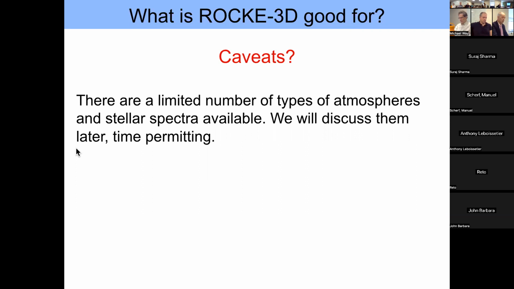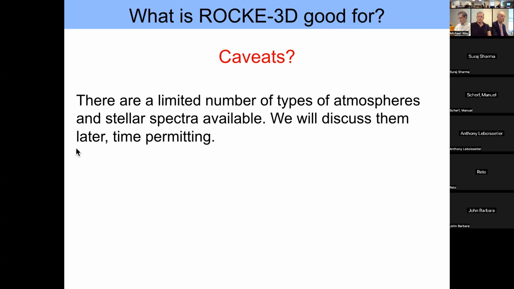Okay, so now there are some caveats. One of the reasons I say to start with one of the previous models is that there are really a limited number of atmospheres and stellar spectra available. We'll discuss those in detail, time permitting. But it's very important to keep this in mind. If you see a planet mentioned in the literature that you might like to model, you have to be cautious to see if the model actually will give valid results for that particular planet and the kind of atmosphere you want to model around it.